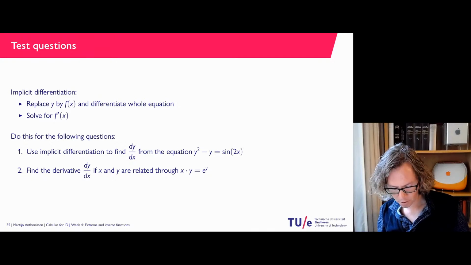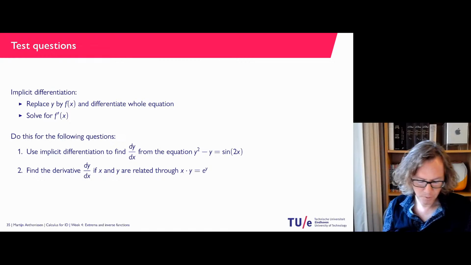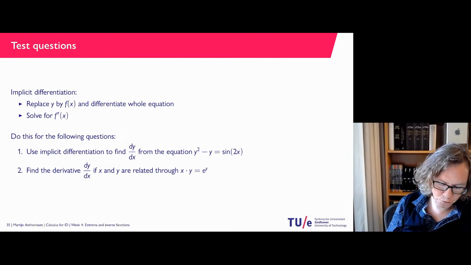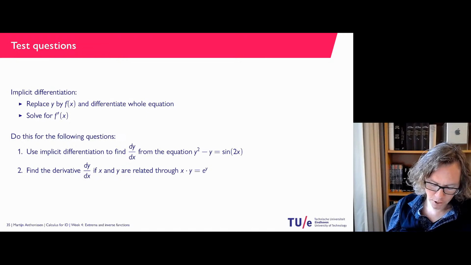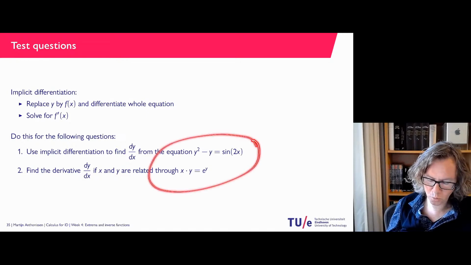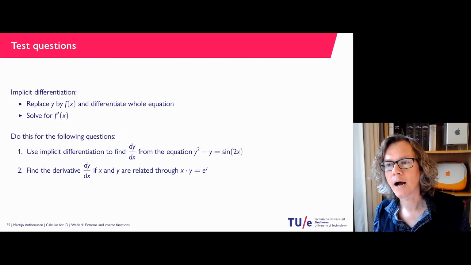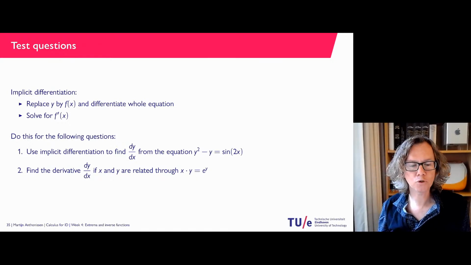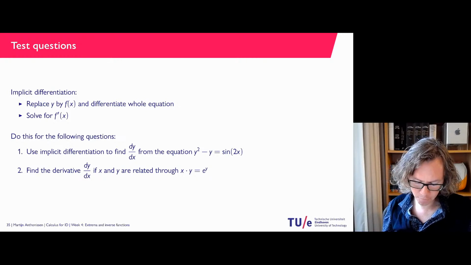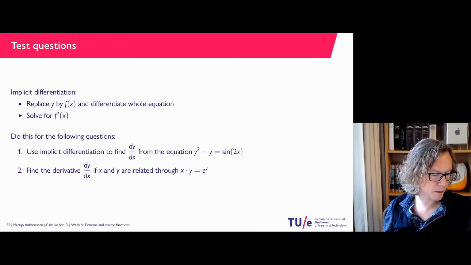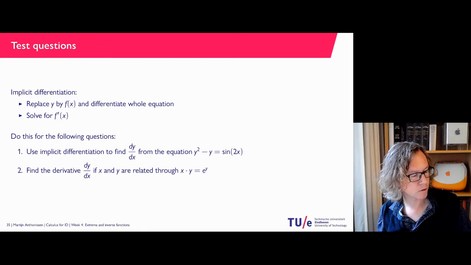So here are two more examples. This is what you should do always. You replace y by f of x and you differentiate the whole equation, and then you solve for f prime of x. And here are two questions where you can do that. I'm not going to do them now. Try to solve them yourself. And if you do not manage, let me know and I'll get back to it on Monday.